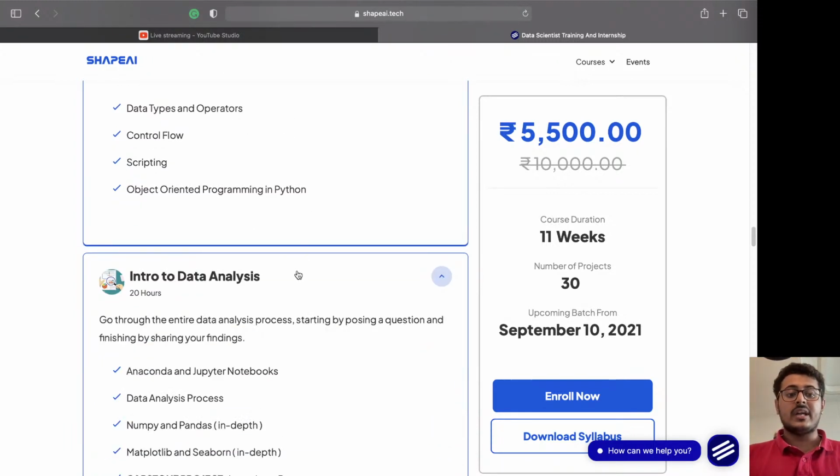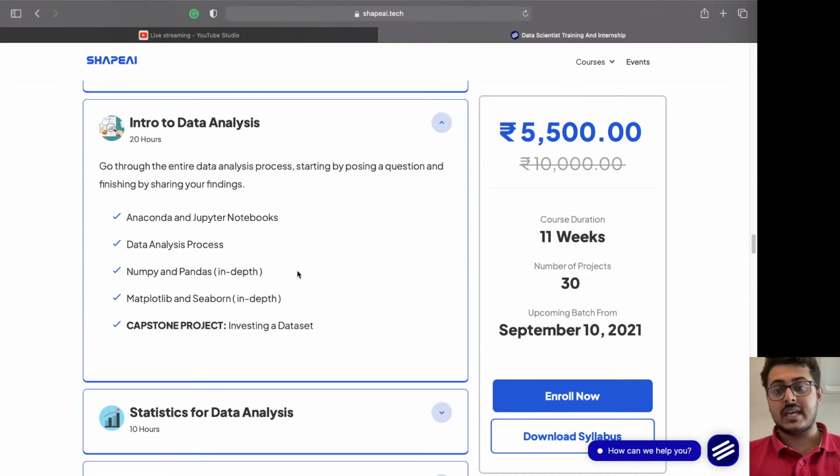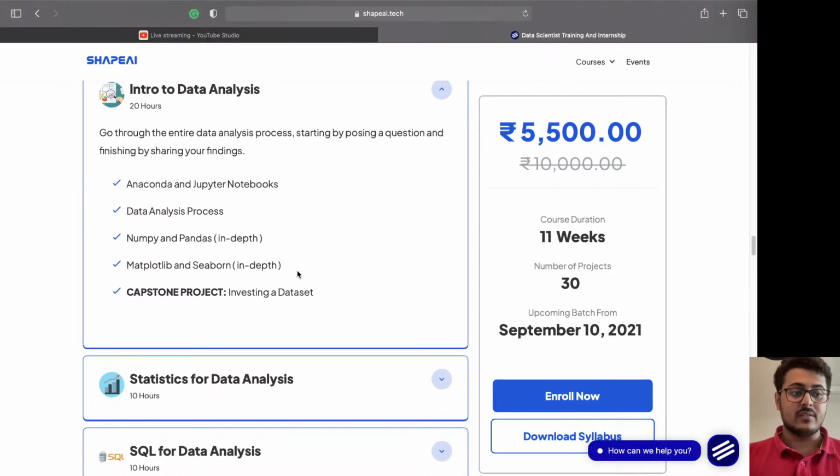Next, you need to go into data analysis. In data analysis, you need to learn NumPy and Pandas, Matplotlib and Seaborn for creating different visualizations and graphs. What is the exact data analytical process? All these different things you need to understand in this particular module itself.